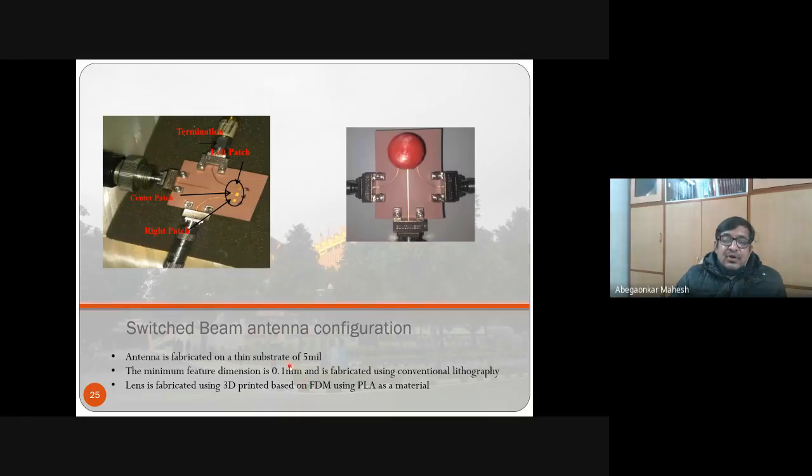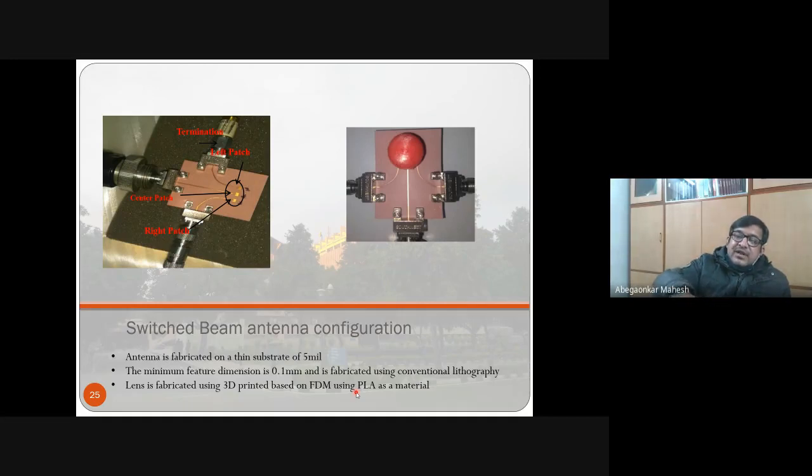Then the lens is 3D printed based on FDM using PLA as a material. So this is a standard printing material, PLA. A lot of things can be printed, right? So for people who are not aware of 3D printing, it is like your normal printer, right? An office printer prints in 2D, in 2 dimensions. Now this is 3D printing, so you can print in the 3rd dimension as well. There is an XYZ arrangement in which this melted paste of the material will be placed, and you program it so that it takes a particular shape.